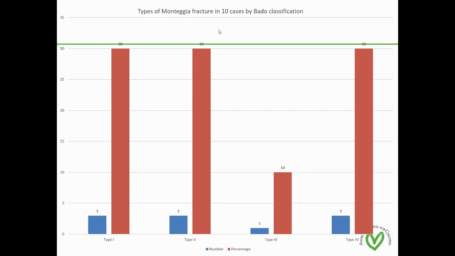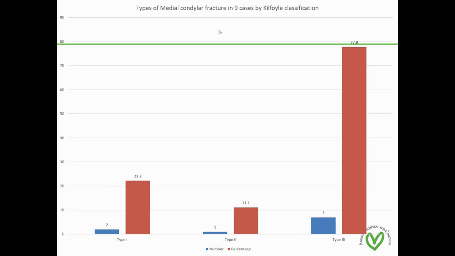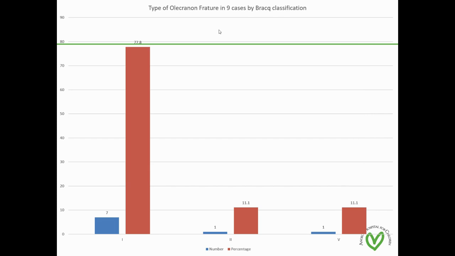For Monteggia fracture, we meet type 1, type 2, and type 4 often. For medial condylar fracture, we usually meet the case of type 3. And for olecranon fracture, we usually meet the case of type 1 fracture.